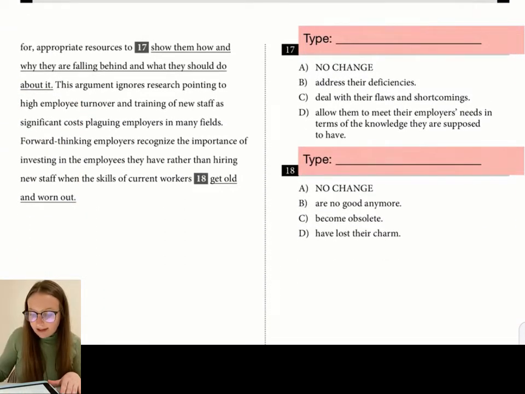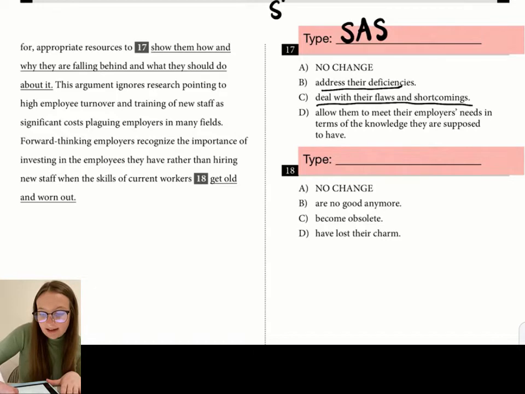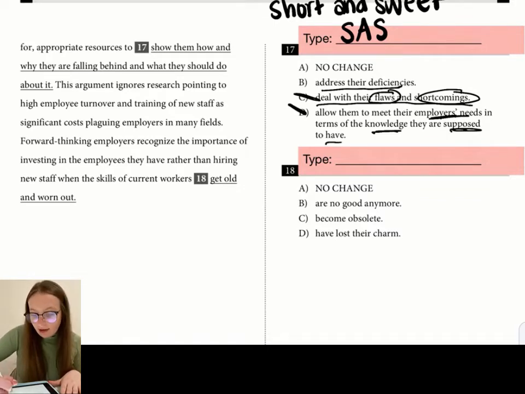Alrighty, number 17, we can see that these choices are all kind of saying the same thing, but with different words, like address their deficiencies, deal with their flaws and shortcomings. They're all aimed at saying the same type of thing, but there are variable lanes. So this type of question is what I call a SAS question. SAS stands for short and sweet. So when we look at the choices, there's no need to say deal with their flaws and shortcomings. That's repetitive. Allow them to meet their employer's needs in terms of the knowledge they are supposed to have. It's just so long and clunky. We don't want to pick that.